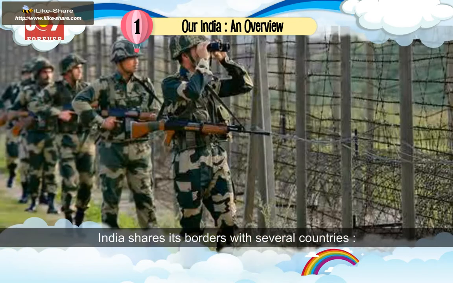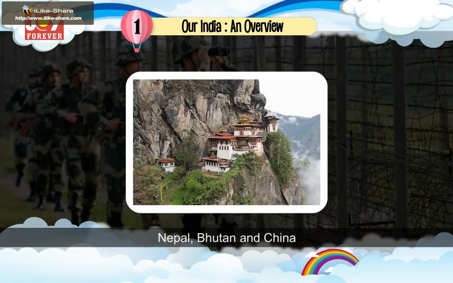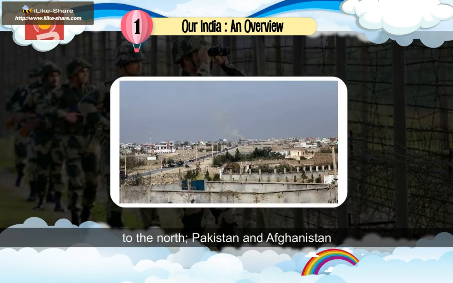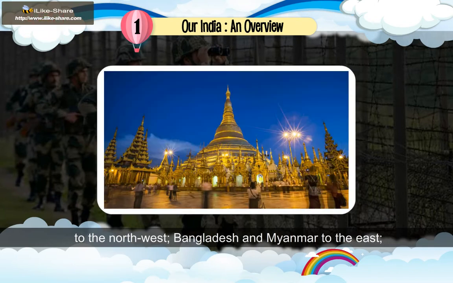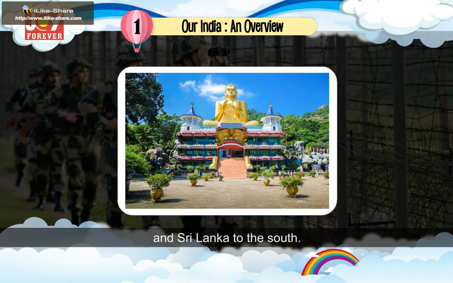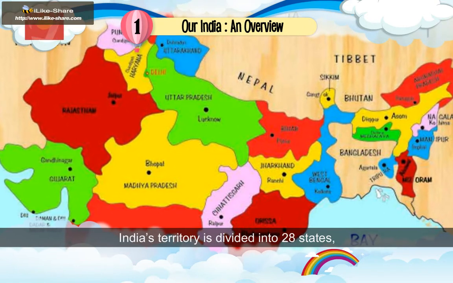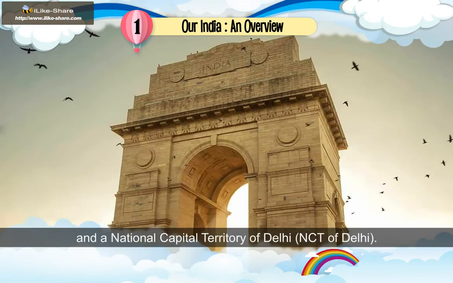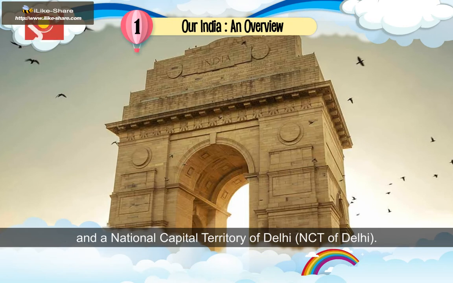India shares its borders with several countries: Nepal, Bhutan, and China to the north, Pakistan and Afghanistan to the northwest, Bangladesh and Myanmar to the east, and Sri Lanka to the south. India's territory is divided into 28 states, 8 union territories, and a national capital territory of Delhi, NCT of Delhi.